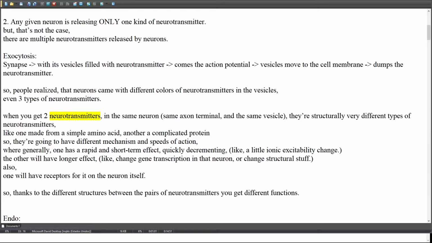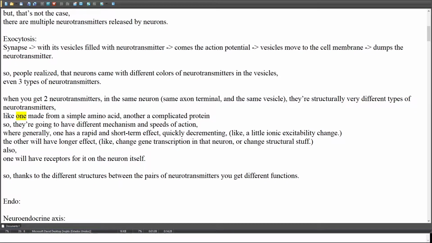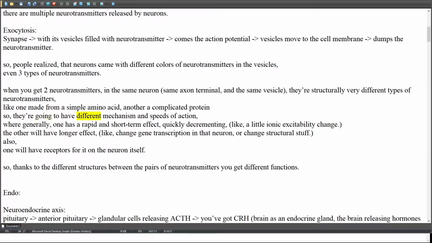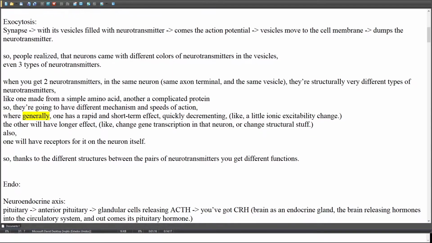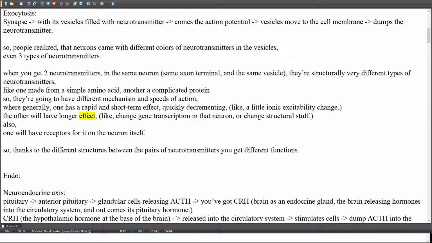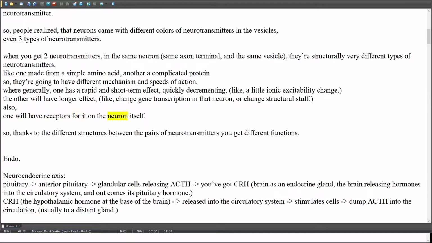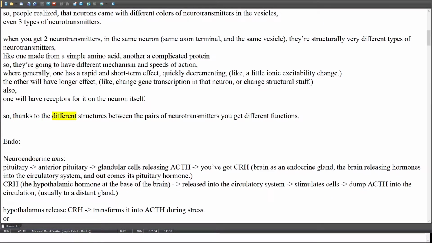When you get 2 neurotransmitters in the same neuron, same axon terminal, and the same vesicle, they're structurally very different types of neurotransmitters, like one made from a simple amino acid, another a complicated protein. So they're going to have different mechanisms and speeds of action. Generally, one has a rapid and short-term effect, quickly decrementing, like a little ionic excitability change. The other will have a longer effect, like changing gene transcription in that neuron, or changing structural stuff. Also, one will have receptors for it on the neuron itself. So, thanks to the different structures between the pairs of neurotransmitters, you get different functions.